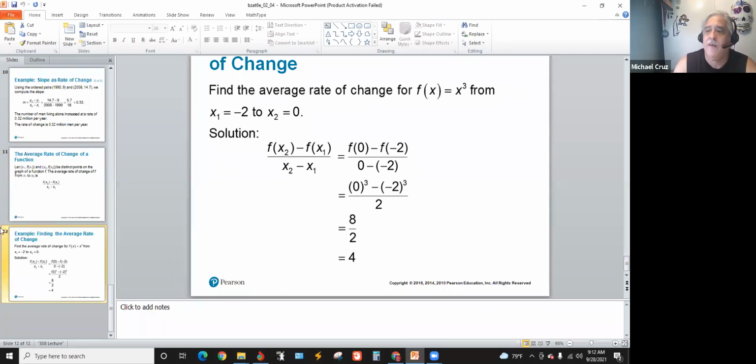In order to find the numerator, remember that's the functional value or the y value. So you put 0 in for x, and x cubed gives you 0 cubed, which is 0. And then here again, we're just using the slope formula: minus negative 2 cubed. Negative 2 cubed is negative 8, and minus a negative 8 is positive 8, and 8 over 2 is 4. So again, we're just seeing it there.